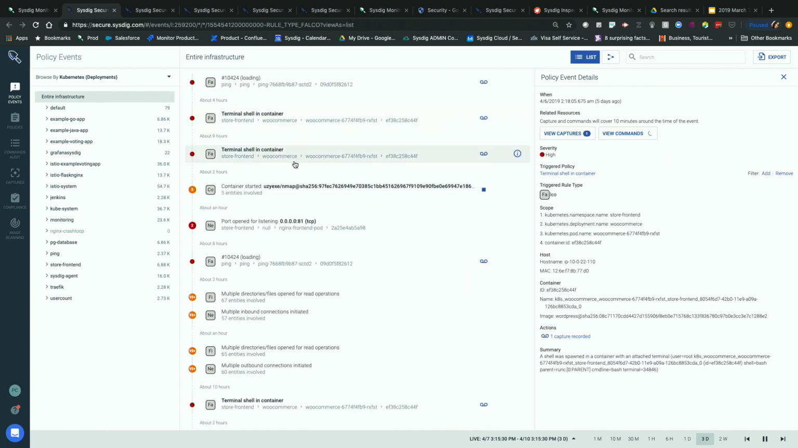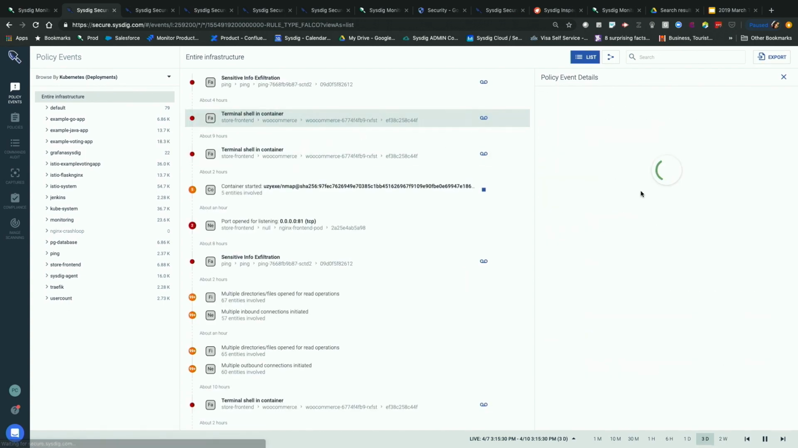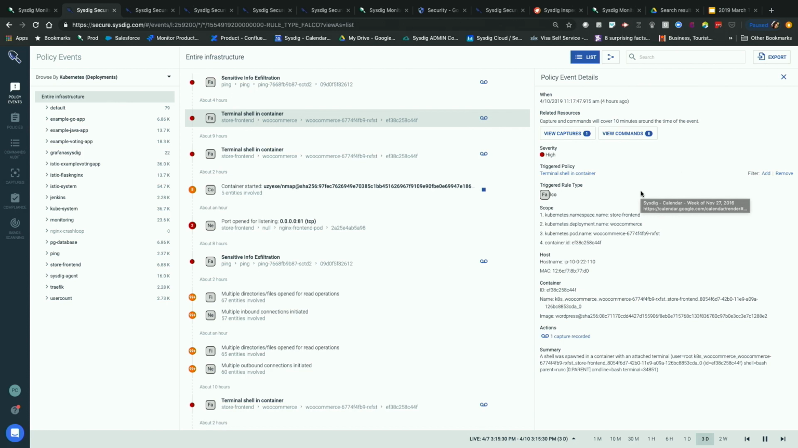So the first thing when a terminal shell event has happened is, of course, where did it happen? It shows me it happened on this particular namespace, deployment, pod, host, container information, and image, and it gives me a little summary that a shell was spawned in a container with an attached terminal, right?